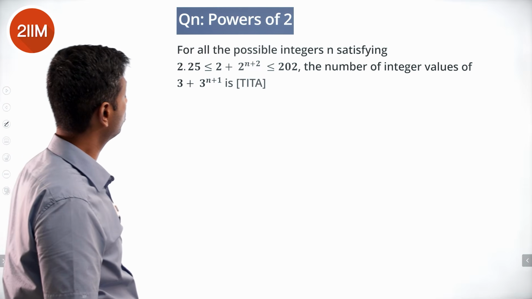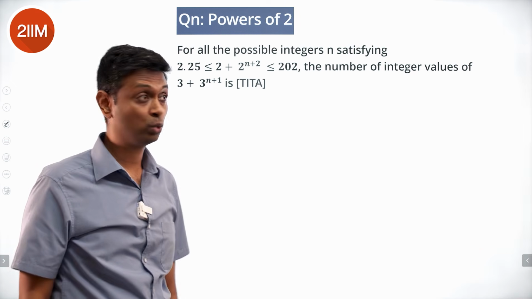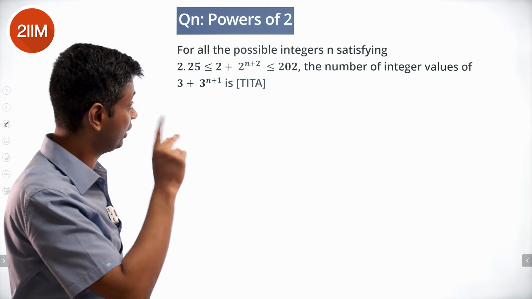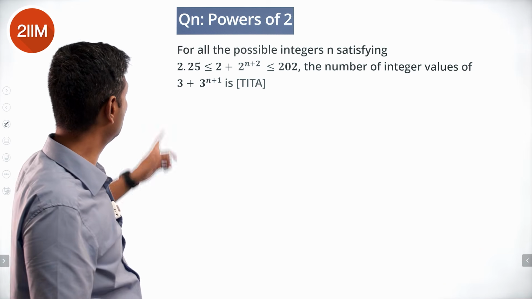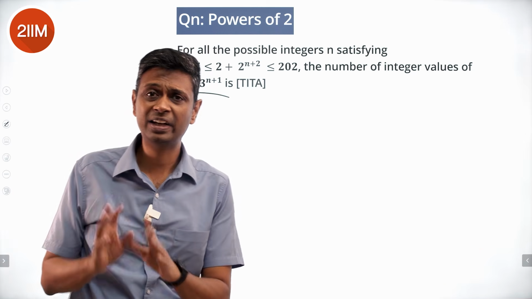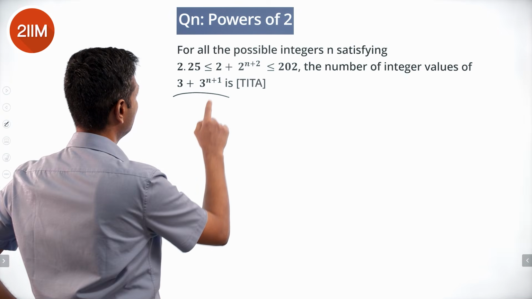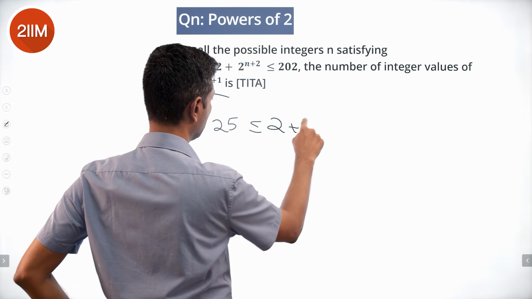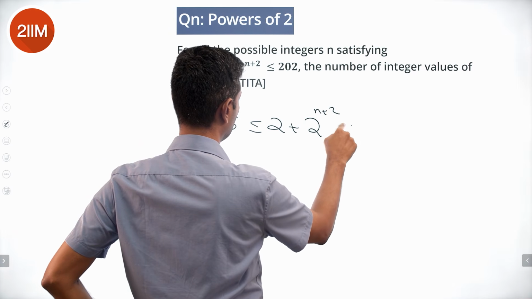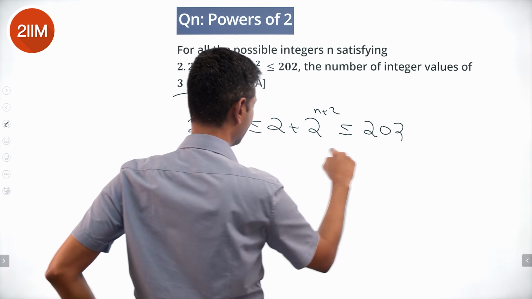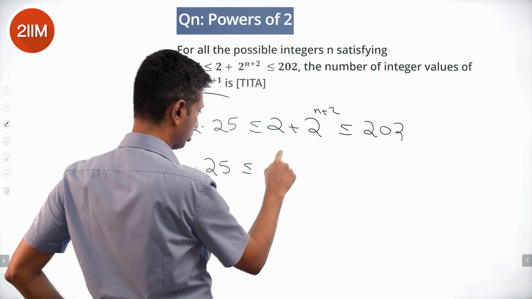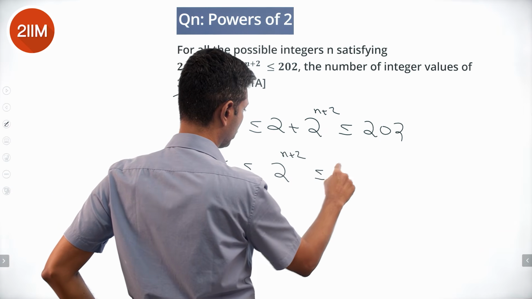2.25 is less than or equal to 2 plus 2 power n plus 2, which is less than or equal to 202. For all the possible integers n satisfying this, find the number of integer values of this. Let's first find n that satisfies this. Remove this 2: 0.25 is less than or equal to 2 power n plus 2, which is less than or equal to 202.